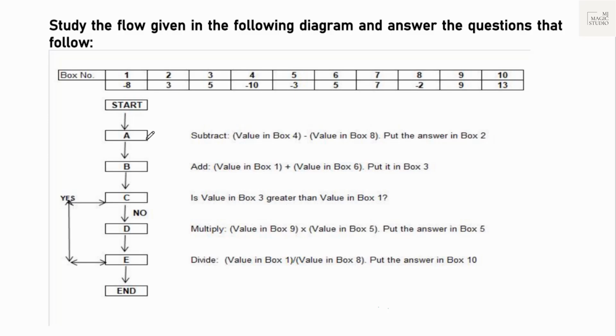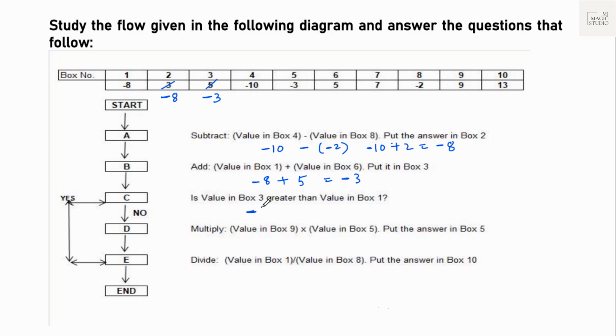Start. So step 1 or A, subtract 4, that is minus 10, minus value in 8, that is minus 2. So that will be minus 10 plus 2, minus 8. Put this value in box 2. So box 2 becomes minus 8. Then add value in box 1, minus 8, with value in box 6, that is 5. So that will give us minus 3. Put it in box 3.